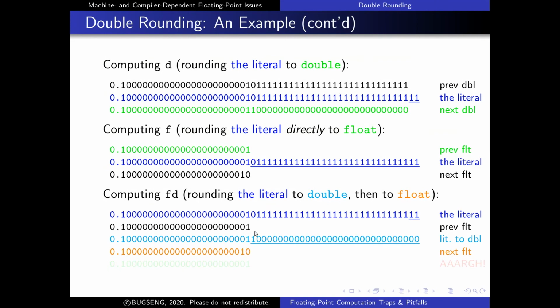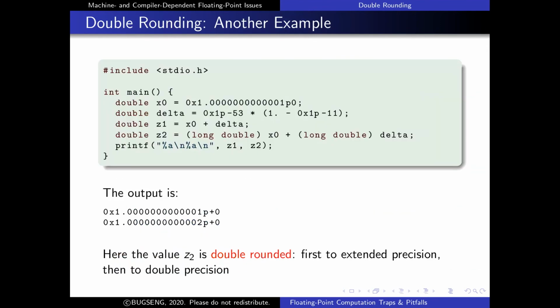If you add 1 in this position, you will end up in the second float. Which one will be chosen? The one that is even. So the one that is orange will be chosen. However, this is wrong. The correct solution is here in green. We got this due to double rounding, and so we have got the wrong result.